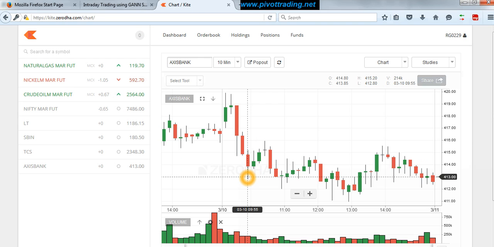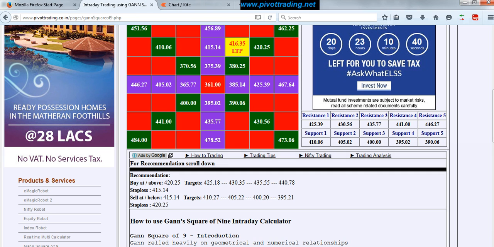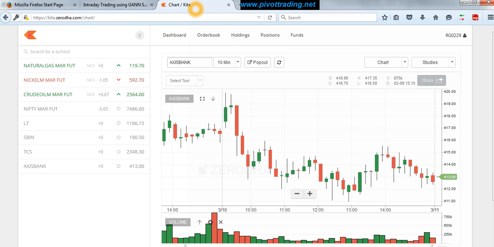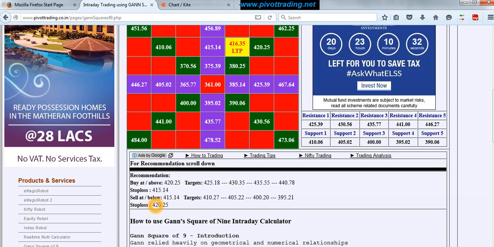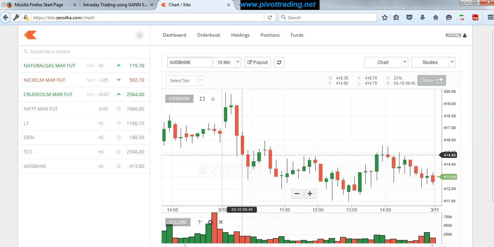So let's see whether 412.85 is our target one or not. No, our target one is 410, so we are still in the trade, and our stop loss was 420. So we will be waiting. So this particular candle did not give our target 410. So it again moves up, up, up, up. It goes till 416. Then it starts again to move in the downward direction, down, down, down, down.